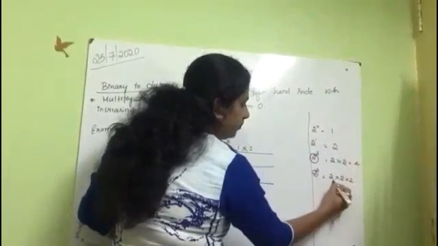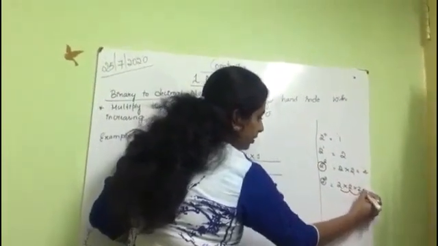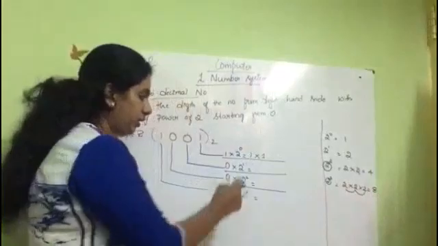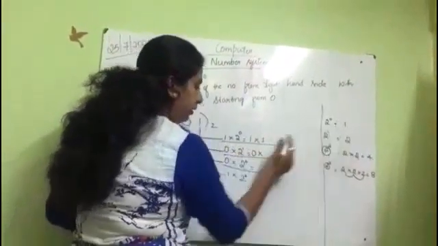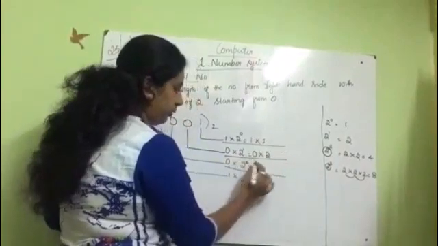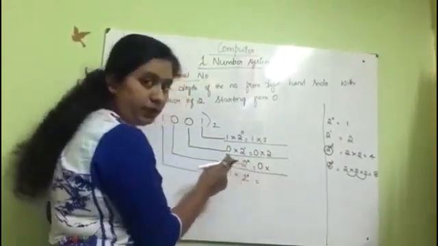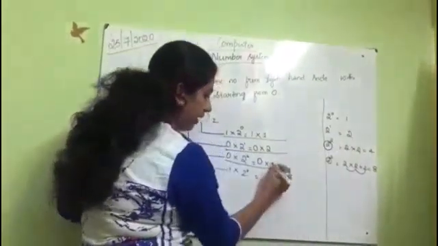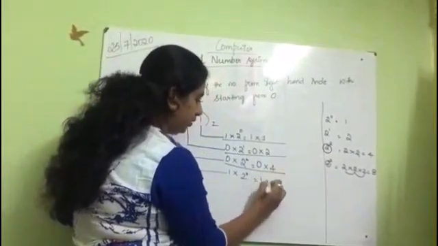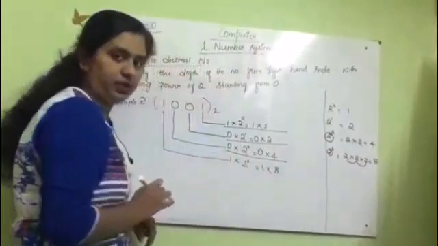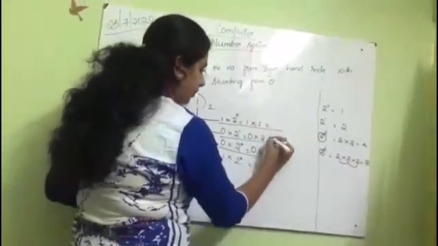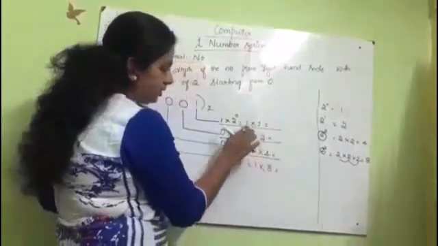So 2 2s are 4, 4 2s are 8. Okay, now write here 0 into, what is 2 to the power of 1? It is 2. Now 0 into, what is 2 to the power of 2? The value is 4. Next 1 into, what is 2 to the power of 3? It is 8. Okay, after writing the values of the powers, now we multiply.